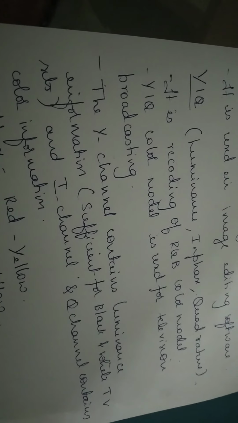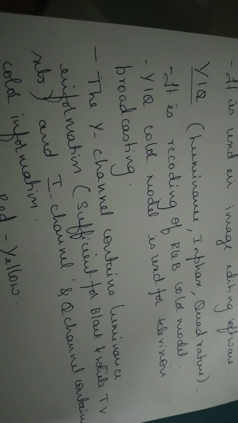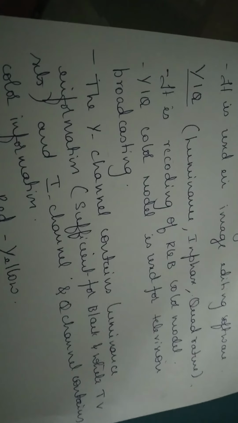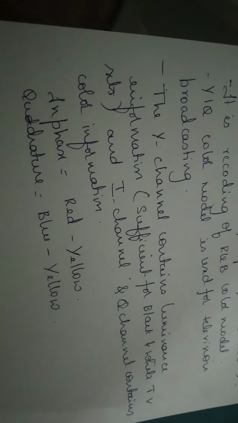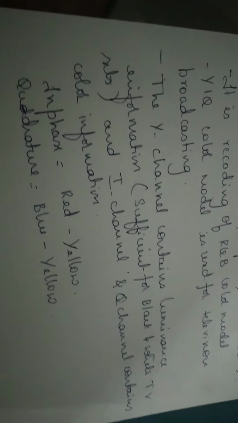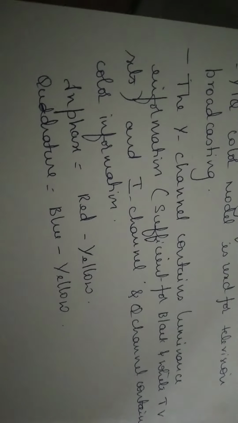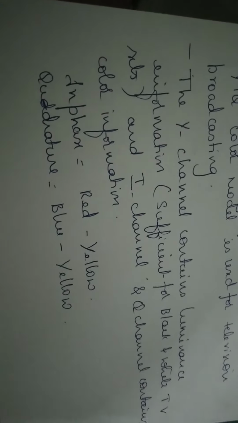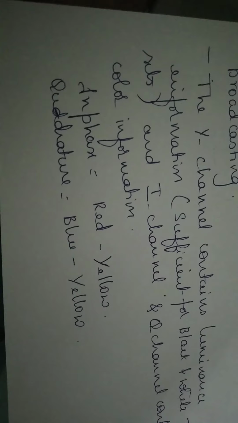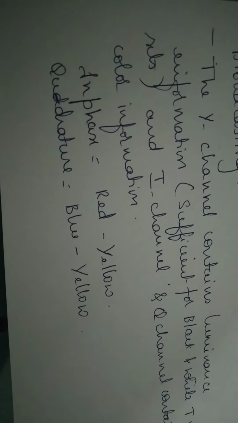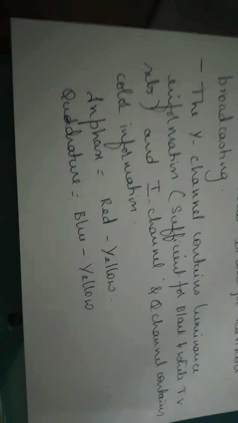One more color model is YIQ, luminance, in phase, quadrature. It is a recoding of the RGB color model. The YIQ color model is used for television broadcasting. The Y channel contains luminance information sufficient for a black and white television set, and the I channel and Q channel contain color information. In phase, here I is in phase, it is red, subtraction of red and yellow. Quadrature is the subtraction of blue and yellow.